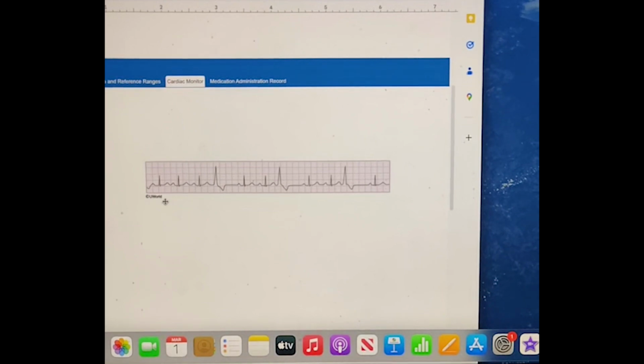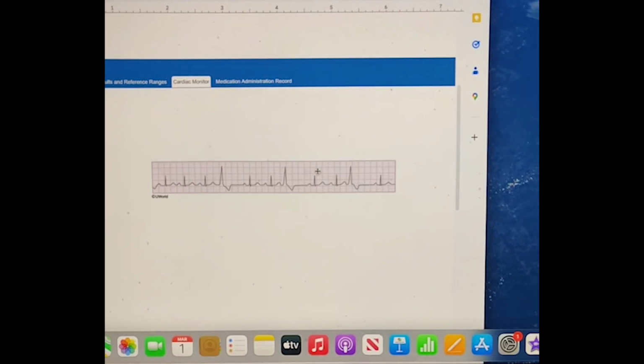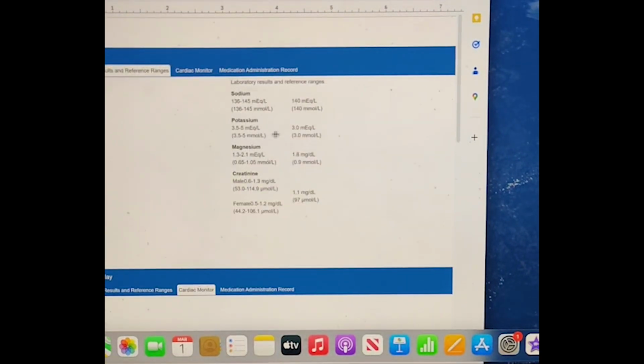And of course, this is where I got it. I said I got it from UWorld, right? No gatekeeping. I'll tell you where I got it from because why not? Questions are all out there. Okay. Everybody's talking about that potassium because normal potassium is 3.5 to 5.0 and it's at 3.0. So we know that's out of range. Magnesium looks good, creatinine looks good and sodium also looks good.